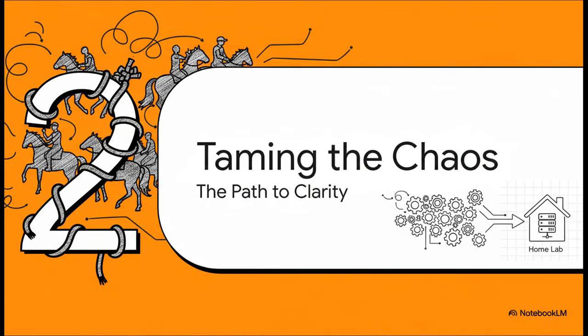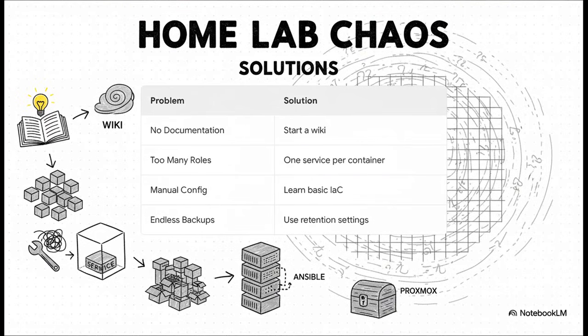Okay, so we've diagnosed the problem, we've met the four horsemen, now how do we actually fight back? How do we tame this digital chaos and find our way back to a clean, organized, and most importantly, reliable home lab? Well, the good news is the path forward is a lot clearer than you might think. What's kind of amazing is how straightforward the solutions are. For every single horseman, there's a direct counter move.